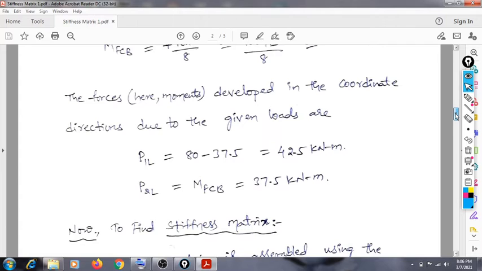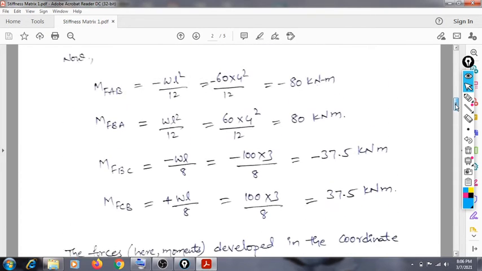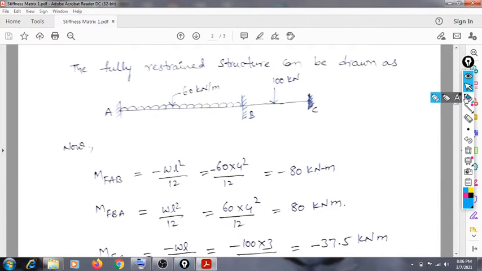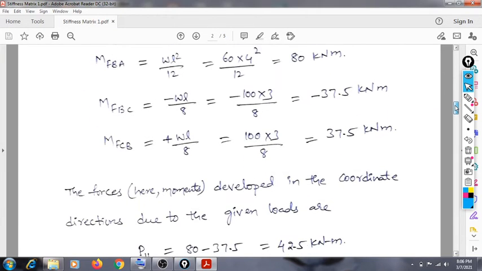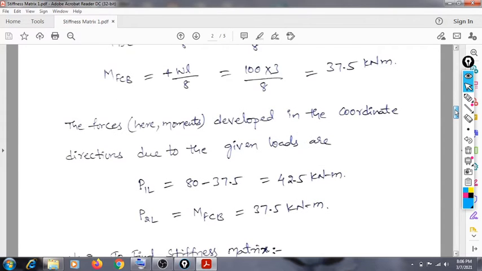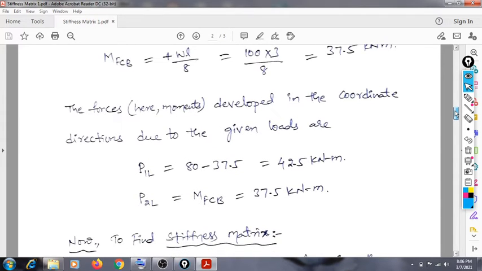In the same manner, for P2L, at end C, we have only one moment, that is taken as 37.5 as usual. So that is taken directly. So the forces developed in the coordinate directions are 80 minus 37.5, that is 42.5, and P2L is equal to 37.5 as usual.